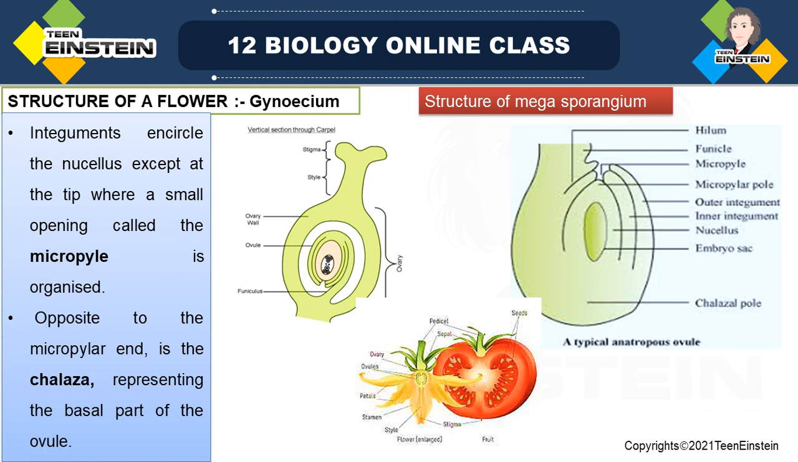An ovule generally has a single embryo sac, which is formed from a megaspore. Clear? So the integuments encircle the nucellus except at the tip, where a small opening called the micropyle is organized. Opposite to the micropylar end is the chalaza, which represents the basal part of the ovule. Got it?